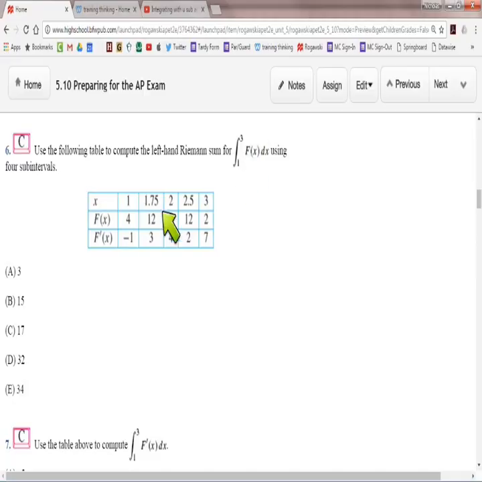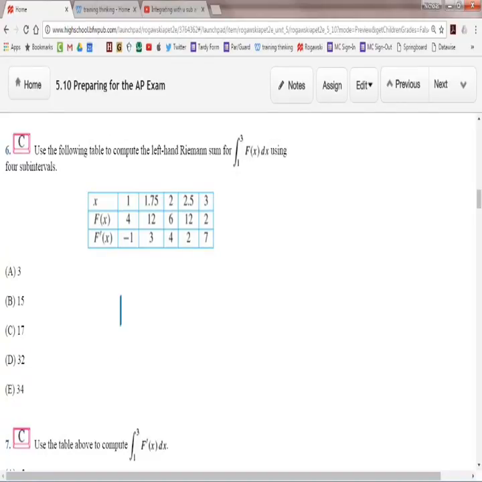Okay, so this is a table for capital F and F prime. We're going to use the following table to compute the left-hand Riemann sum. Now, the integral stands for the area underneath the curve that's inside of it. So all these points in the first row are the ones we're going to need in order to find the area underneath this function inside of this integral.